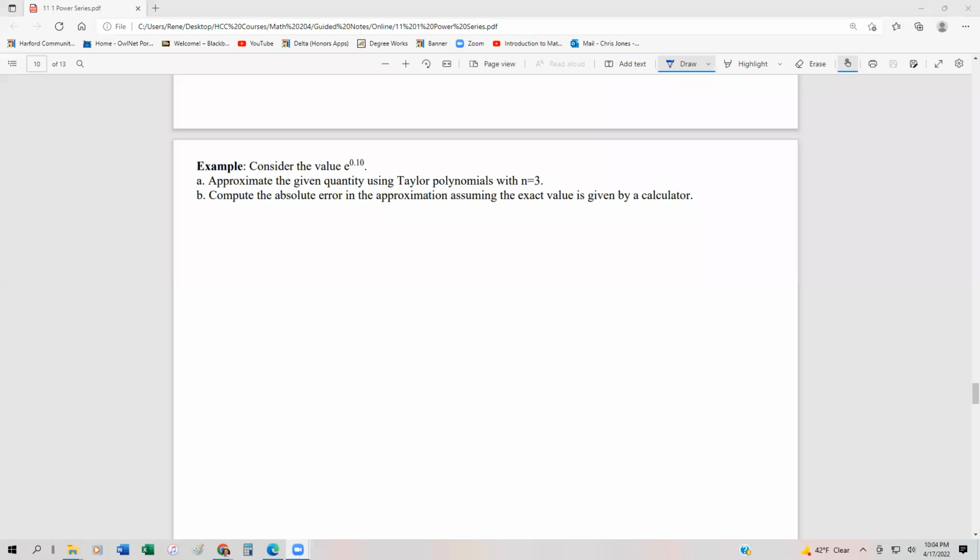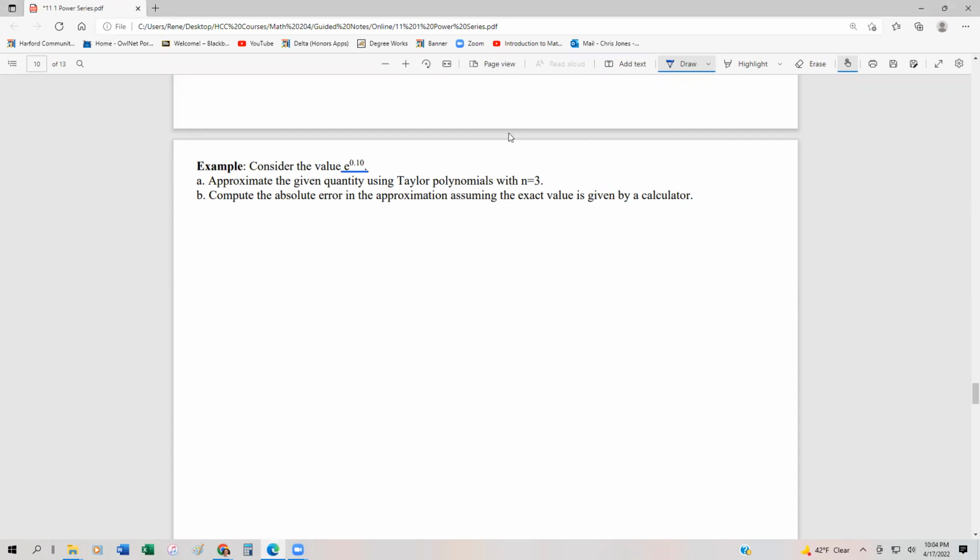The last two problems we're going to look at are going to tie in everything that we've seen so far with power series. And what we're going to do is use a power series to approximate the value of some not so nice function at a specific value. So let's take a look at a pretty easy one to start.